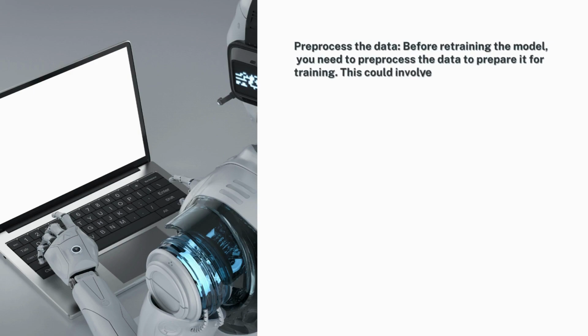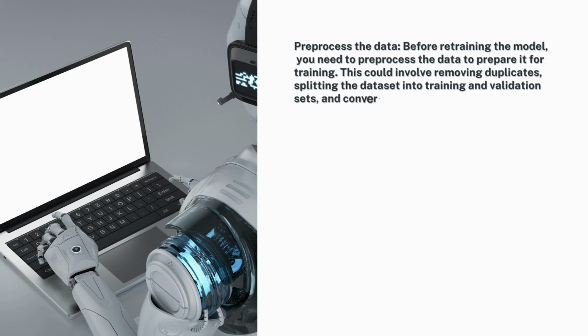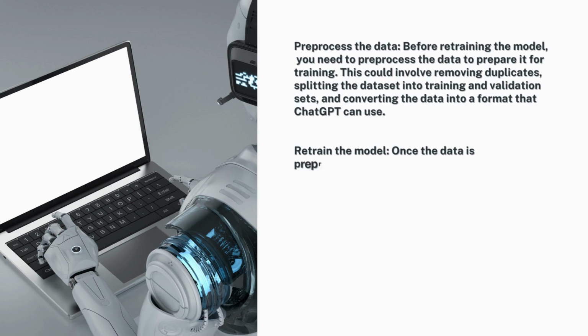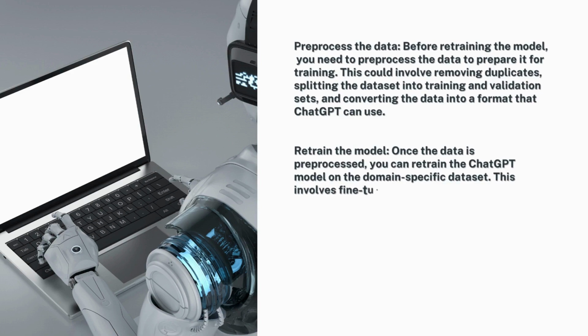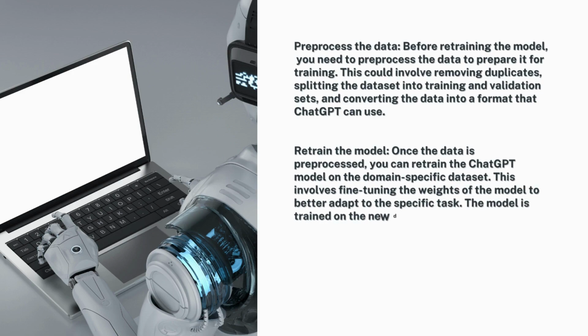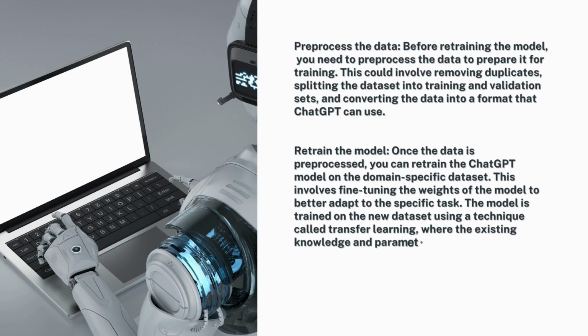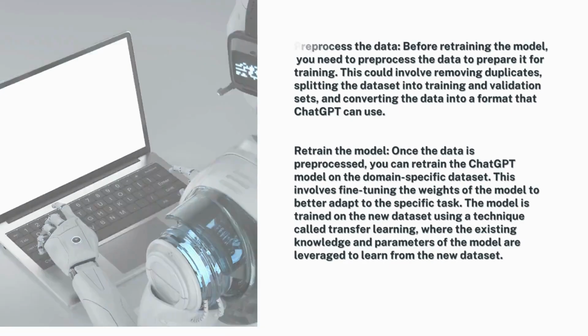Pre-process the data. Before retraining the model, you need to pre-process the data to prepare it for training. This could involve removing duplicates, splitting the dataset into training and validation sets, and converting the data into a format that ChatGPT can use. Retrain the model. Once the data is pre-processed, you can retrain the ChatGPT model on the domain-specific dataset. This involves fine-tuning the weights of the model to better adapt to the specific task. The model is trained on the new dataset using a technique called transfer learning, where the existing knowledge and parameters of the model are leveraged to learn from the new dataset.